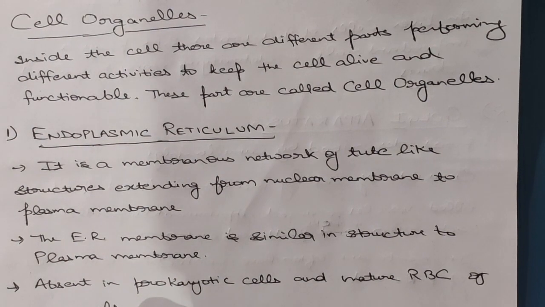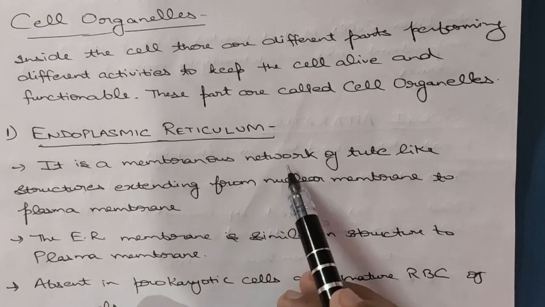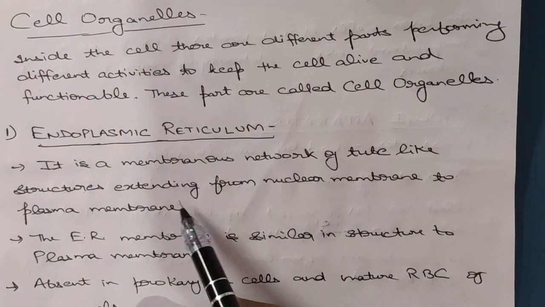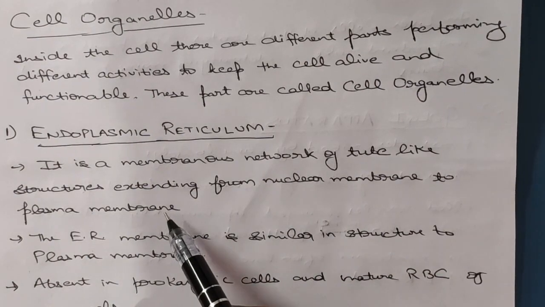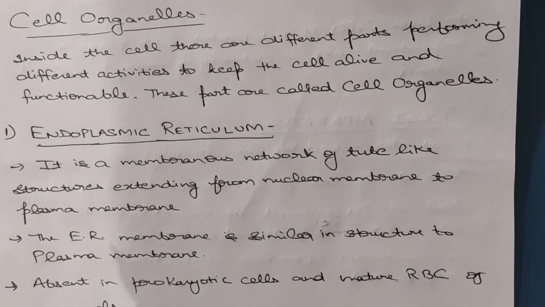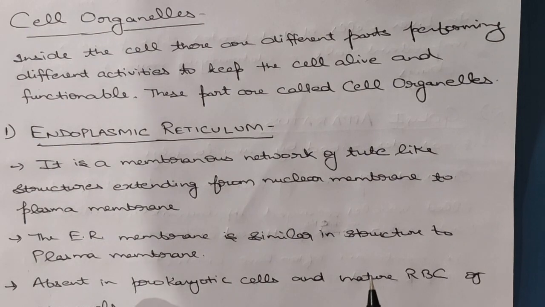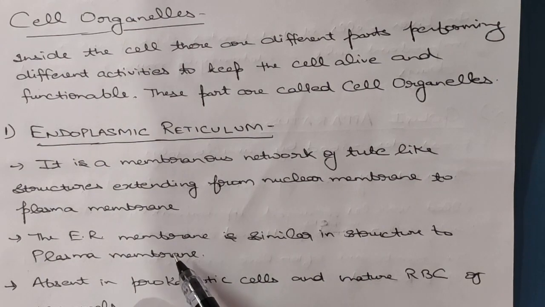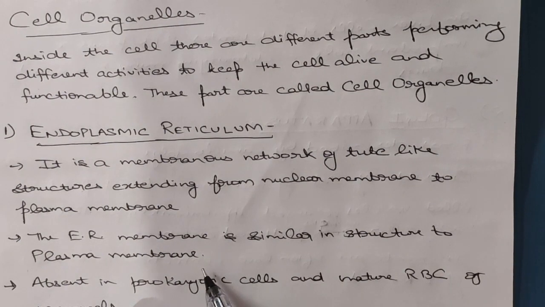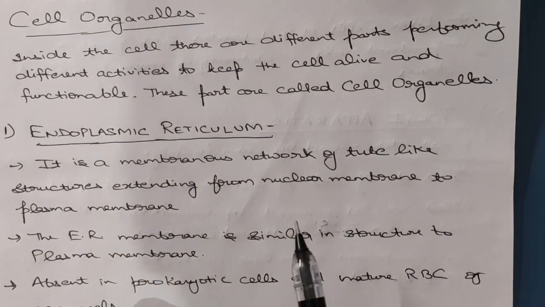So let's take a look. What is endoplasmic reticulum? It is a membranous network of tube-like structures extending from the nuclear membrane to the plasma membrane. Means it starts from the nuclear membrane and may go on to the plasma membrane, that is the cell membrane. Second is the membrane of the endoplasmic reticulum. The ER membrane is similar in structure to the plasma membrane. Very important point: the membrane of endoplasmic reticulum is similar to the plasma membrane.